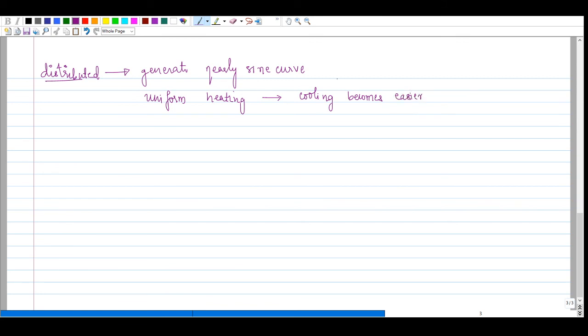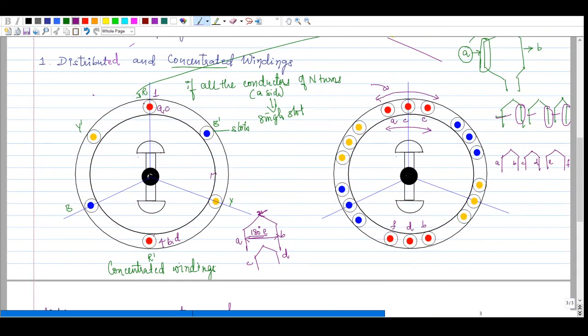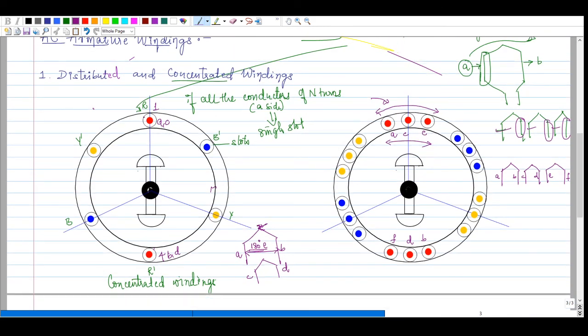Also, the windings can be evenly distributed instead of having a concentrated one. This will give you uniform heating and much easier cooling can be achieved. So these are the advantages of distributed winding. Hence we use distributed windings in alternators.